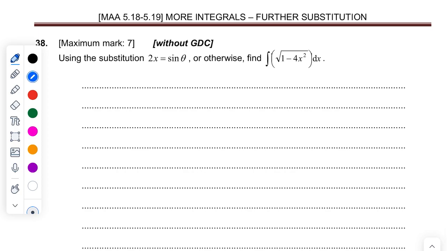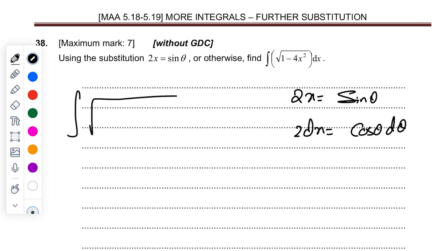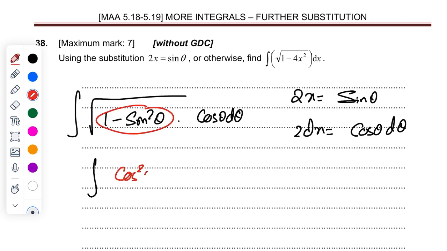Question number 40. 2x equals sine theta. Use substitution. So 2 dx equals, sine theta derivative is cos theta d theta. So it is integral of square root of 1 minus (2x) whole square, which is sine square theta. dx is cos theta d theta. So it becomes square root of 1 minus sine square theta, which is cos square theta. Square and square root get cancelled. It becomes cos theta, cos theta d theta.